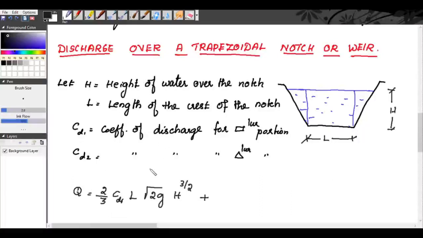So the discharge for the triangular portion, we know it is 8 by 15 CD2, coefficient of discharge for the triangular portion, into tan theta by 2 into square root of 2G H raised to 5 by 2. So this is the formula for the discharge over a trapezoidal notch or weir, a combination of both rectangle and triangle.